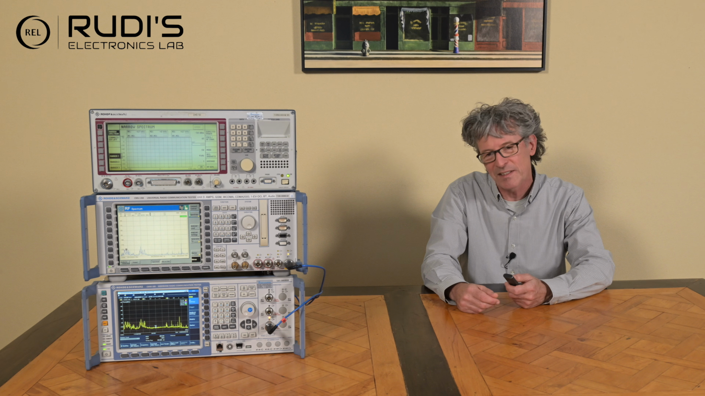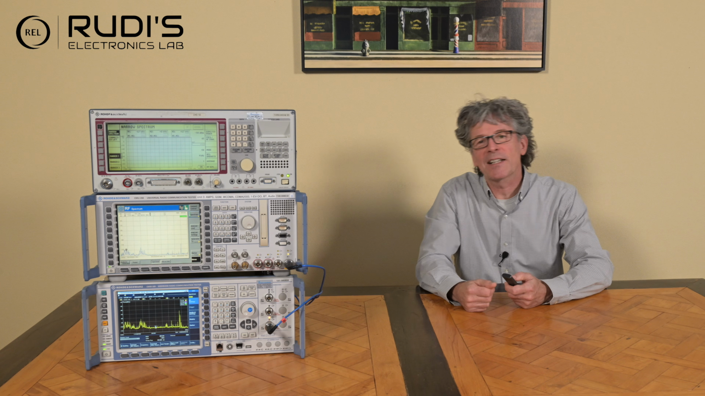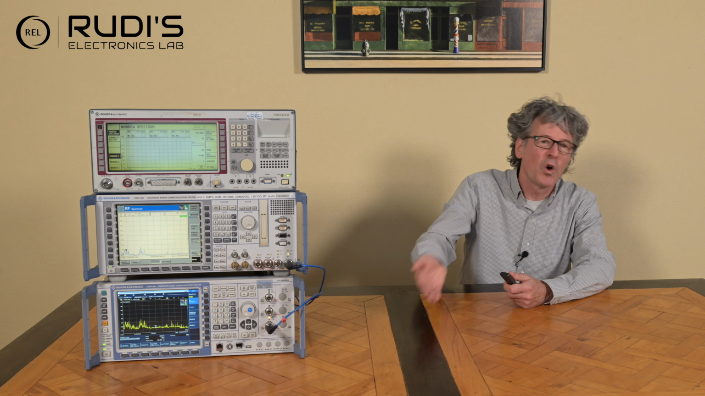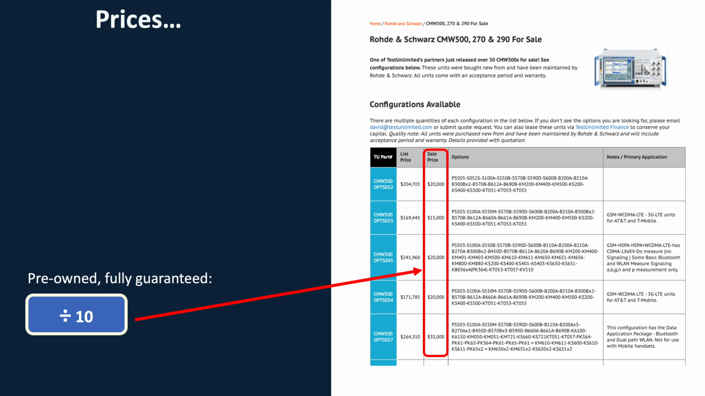That is a lot of money, but apparently clients were happy to pay for it because they sold thousands and thousands of these units. Now, if you would buy them secondhand from a reputable type of dealer with full warranty and support and everything, I think you can expect prices, or at least I saw prices, that are like 10 times lower than the original list price. But I think for a lot of amateurs and home use, that's still very expensive, several tens of thousands of euros.